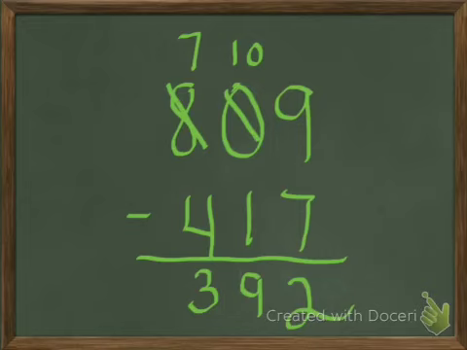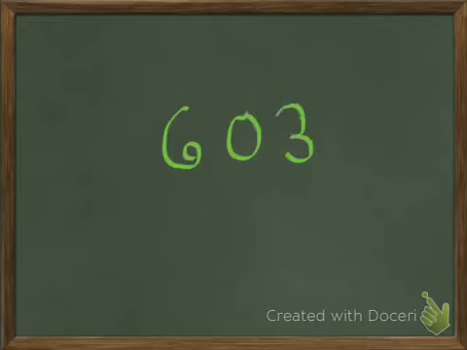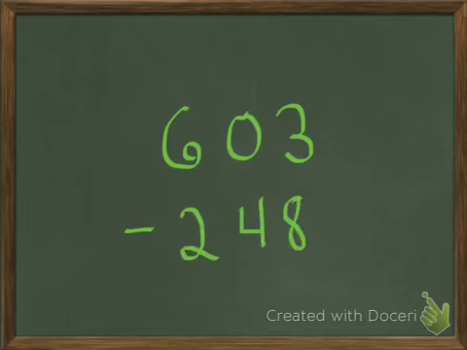Now hopefully you didn't assume just because you had a 0 in your problem that you automatically had to box off. In this case, it is not necessary to box off. Okay, now you may have time to do one more problem. So let's try one more. 603 subtract 248. Press pause and solve this problem.